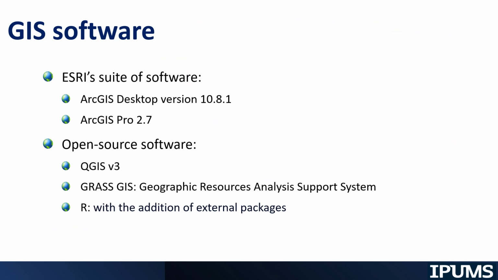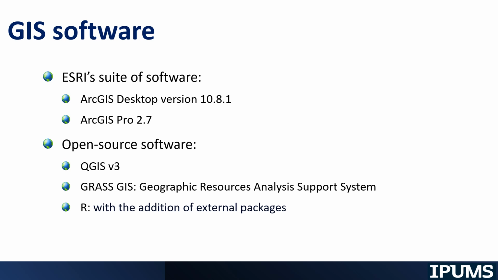So to make these maps, what are the GIS softwares that are available? We in IPUMS use the ESRI suite of software, as people call it. We use ArcGIS Desktop version 10.8.1, and there is a newer version, ArcGIS Pro 2.7. Note that these are paid versions. They are very, very powerful, but they do cost a lot of money. We listed some open source softwares. QGIS version 3 is kind of the best one that can be compared to the commercial softwares. It also has some 3D capabilities.